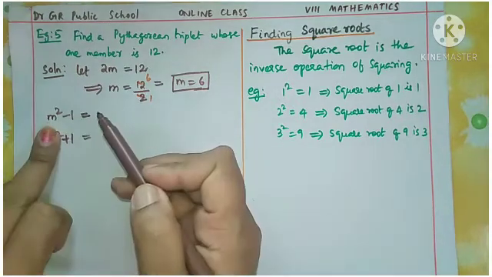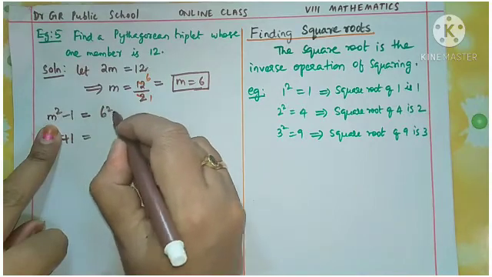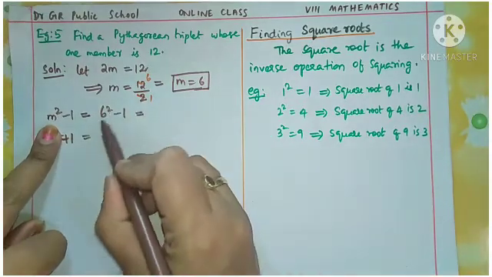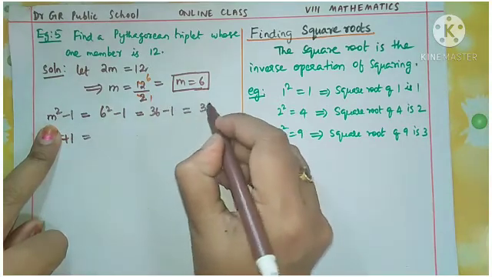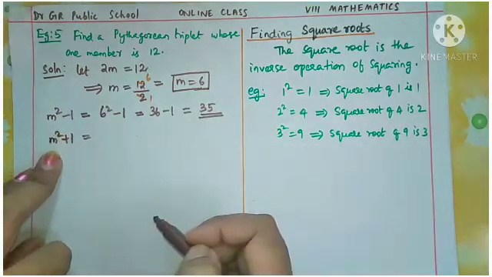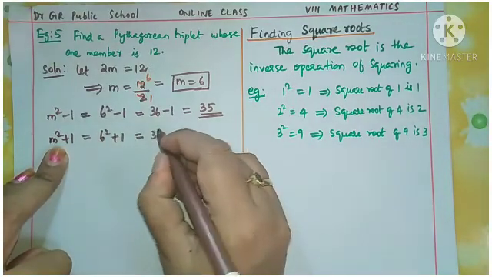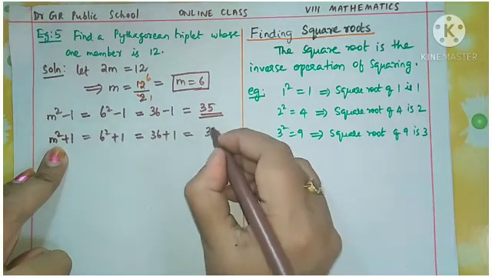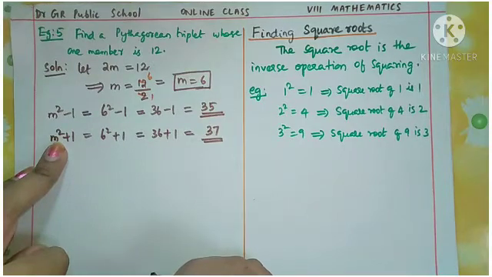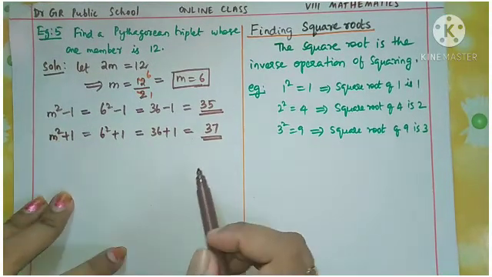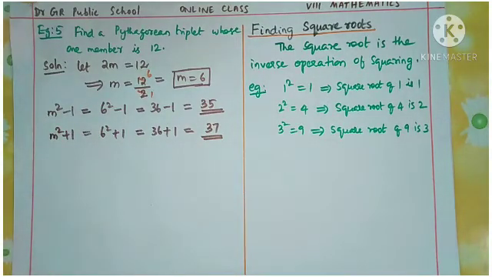What is m square minus 1? Put the value of m. M is here 6. So 6 square minus 1. And you know 6 square is 6 into 6. 36 minus 1, that is 35. So you got the second member. And m square plus 1, that is 6 square plus 1. 36 plus 1, that is 37, is the third member. Okay, yes. Now what we are going to do? We got all the three members. Now you want to write the final answer.